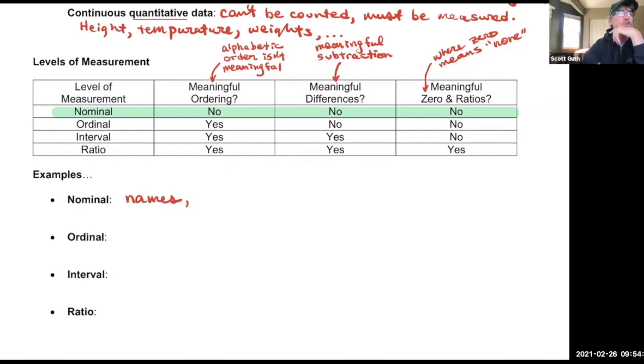And then how about, let's do rainfall amount in inches. I'll just say inches of rain. Interval? Can you sort, you like interval? What about ratio for inches of rain? Is there a meaningful zero there?